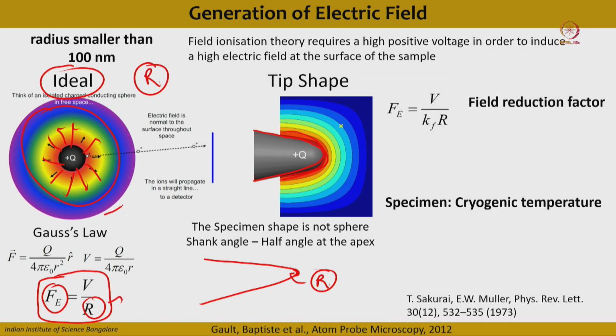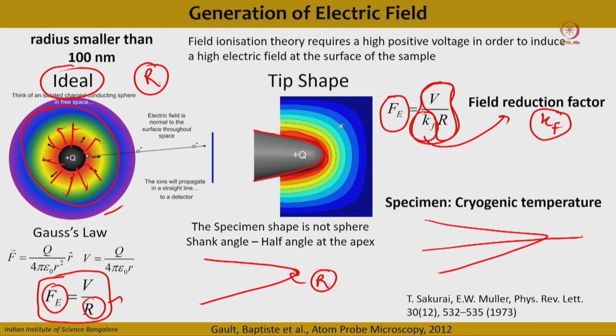So the field near the tip we can give as V by Kf r. V by r is the ideal case, and we add a field reduction factor called Kf. This Kf value depends directly on the shank angle. What is the shank angle? If you have an atom probe tip, the half angle is called the shank angle.